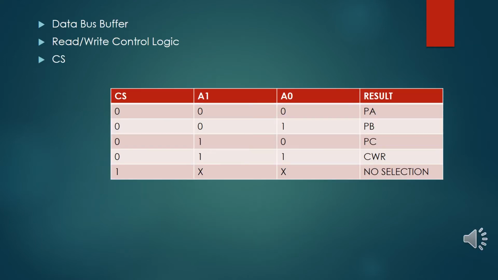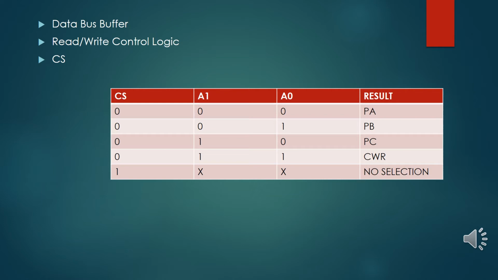Now let us talk about the chip select. A low on this input selects the chip and enables the communication between the 8255 and the CPU. It is connected to the decoded address, and A0 and A1 are connected to the microprocessor address lines. The results depend on the following conditions. As you can see, the chip select must be active low.